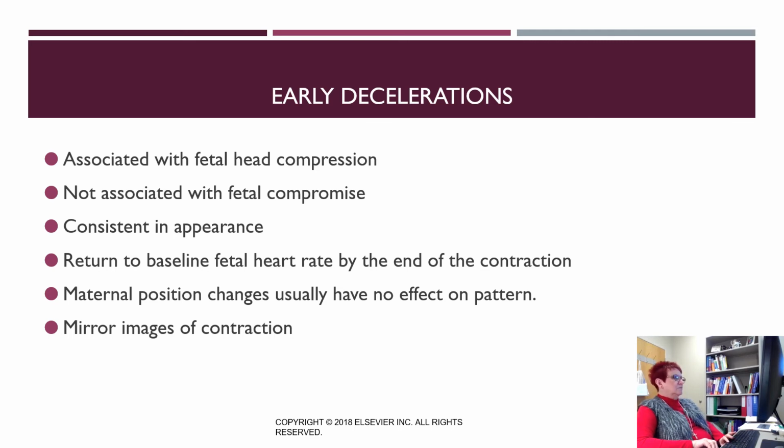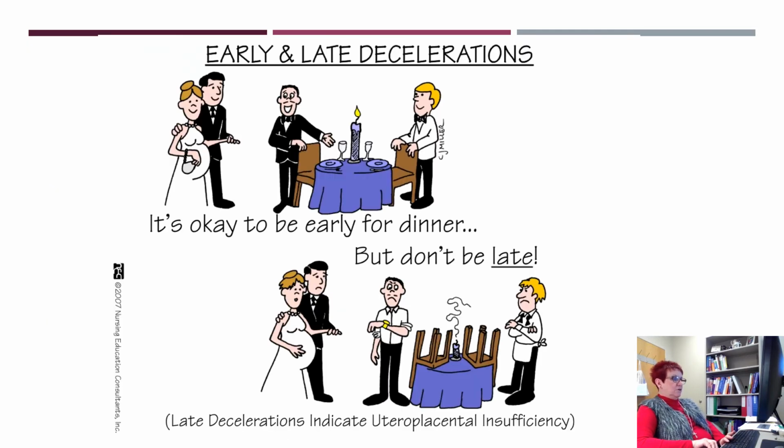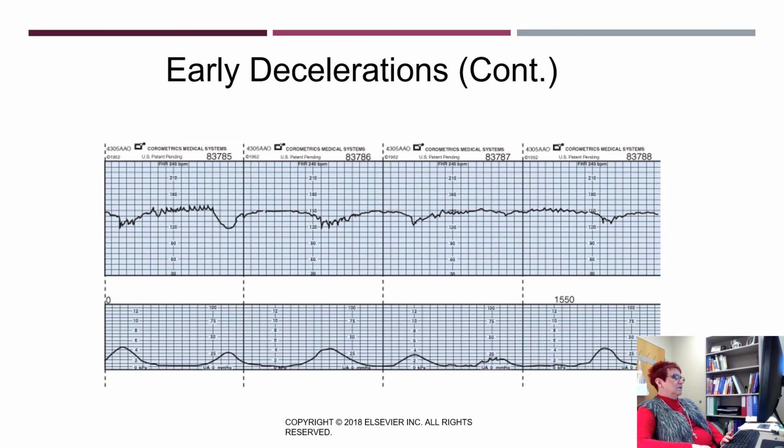So let's look at that. Oh, here you go. It's okay to be early for dinner, but we don't want lates. We do not want late decelerations. Okay. So here's some early decelerations, as you can see. So we have the peak of the contraction, they start to go down. So see, they mirror when the contractions are peaking. You see that? But it comes back up to the baseline pretty quickly. And again, this is probably head compression. Nothing we can do about it. We just watch it.